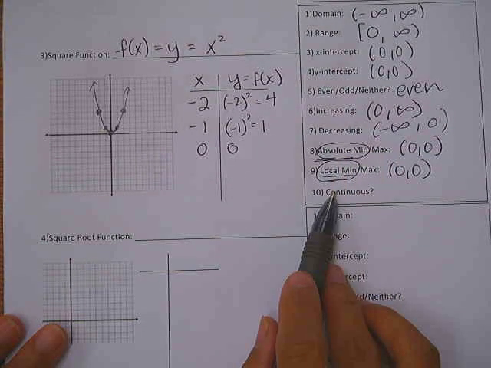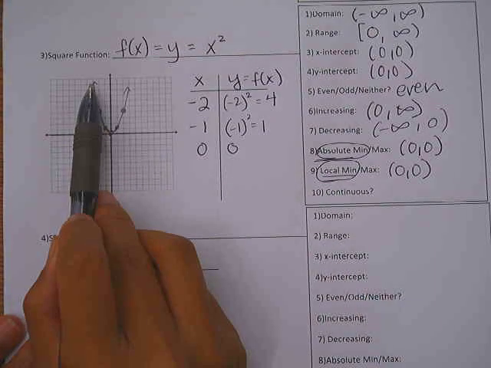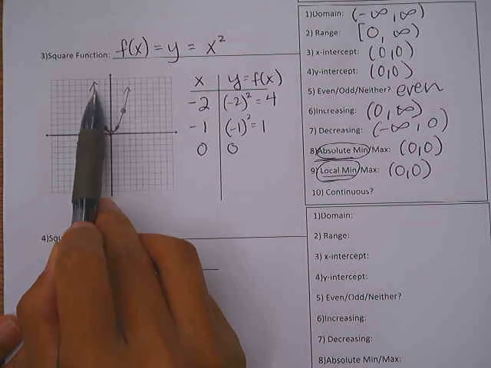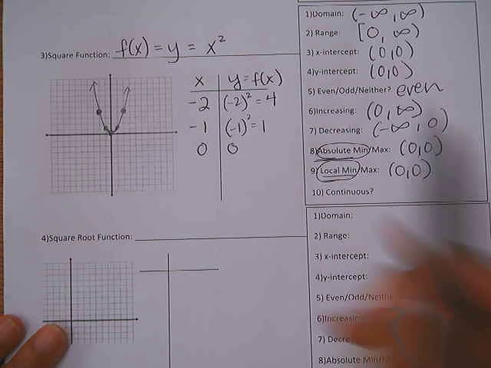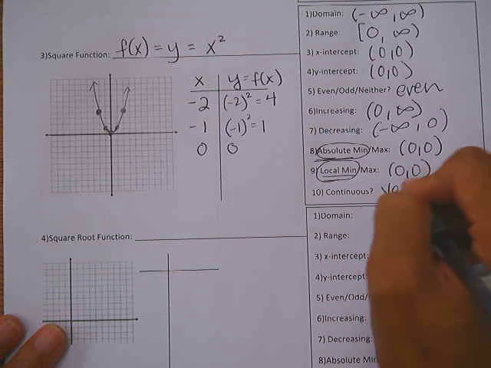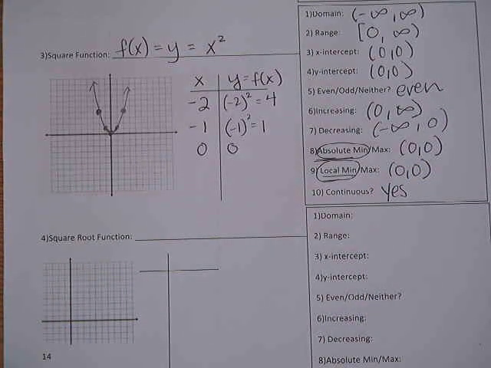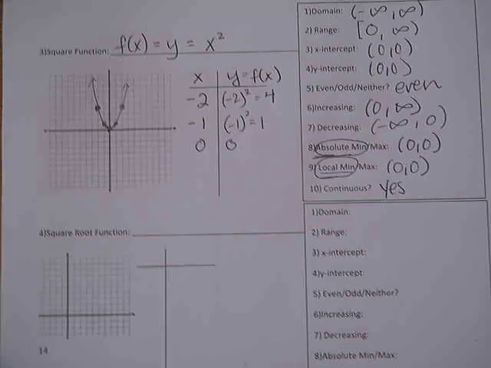Is it continuous? Can I sketch this out without lifting my pencil? Sure. Start here. All done. So yes, it is continuous. Continuous means, can I sketch it without lifting up my pen or my pencil? That is the square function. Now let's move on to square root.